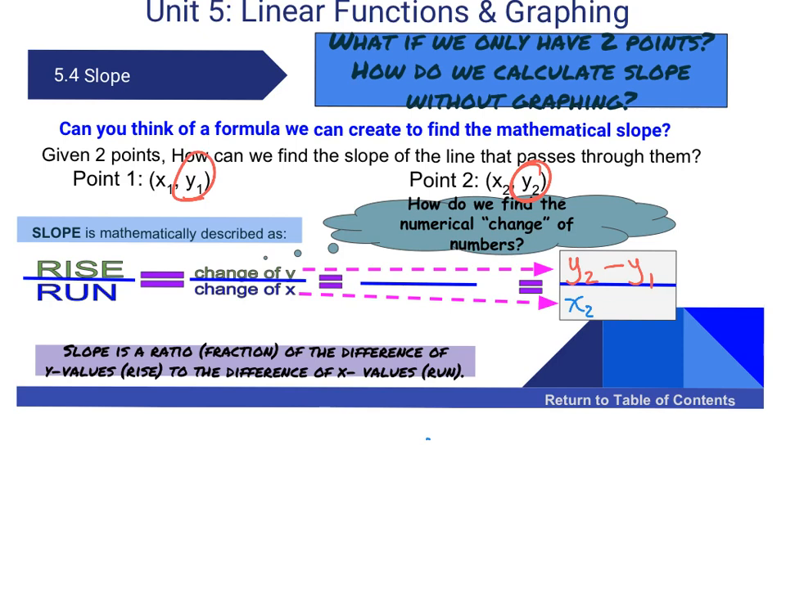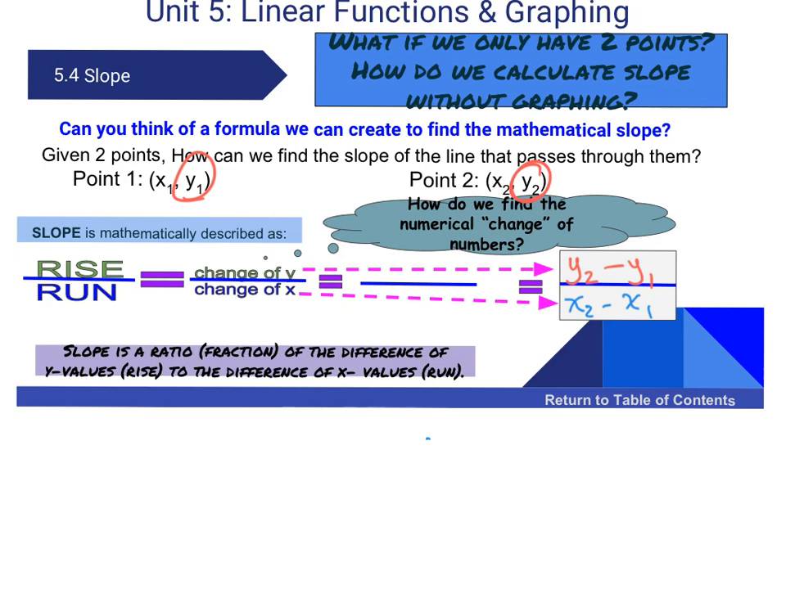x2 minus x1. Subtract the x's, and that's your denominator. That's your change of x. Subtract your y values, and that's your numerator, because it's change of y over change of x. If you subtract y2 minus y1 on top, you must do x2 minus x1 on the bottom. But if you decided to do y1 minus y2, then you have to do x1 minus x2. Order matters.